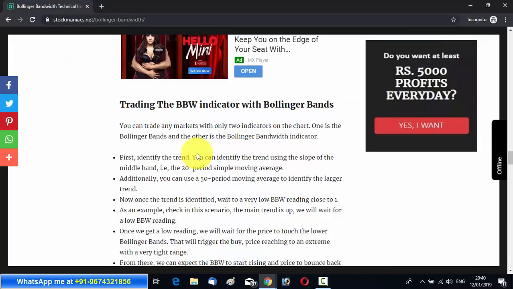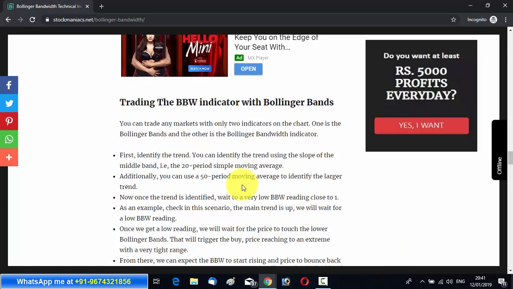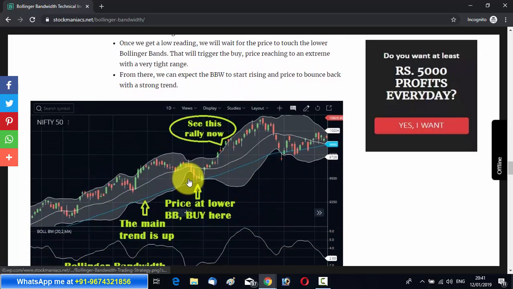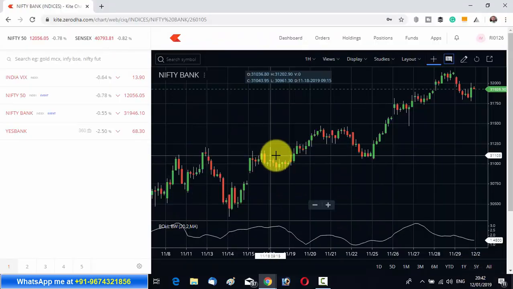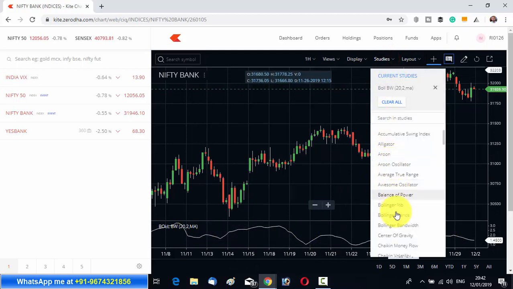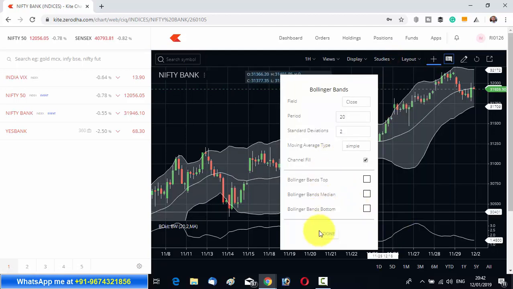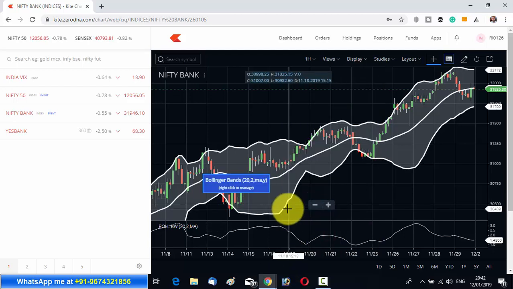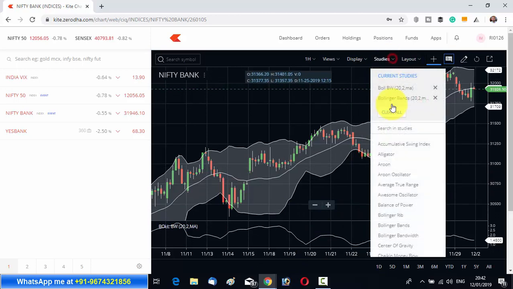Now there is another way of trading the Bollinger Bandwidth. You can trade the Bollinger Bandwidth indicator along with Bollinger Bands. So how to do that? This is once again the Bank Nifty hourly chart. We already have the Bollinger Bandwidth indicator in the bottom pane. What we will do is add a Bollinger Bands indicator on the top pane. Now we will add another indicator, a moving average.